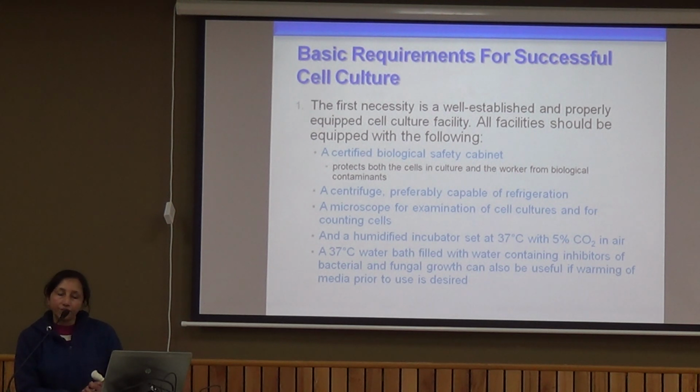Second, we need a centrifuge, which is preferably capable of refrigeration. Why? When we centrifuge at high speeds, friction is bound to generate some heat. So to avoid heat, we need refrigerated centrifuges. Then we need a microscope for examination of cell cultures and for counting the cells. Then we need a humidified incubator set at 37 degrees C with 5% CO2 in air. This is specially required for animal cell cultures, because pure oxygen cannot be used for growth of animal cell cultures.